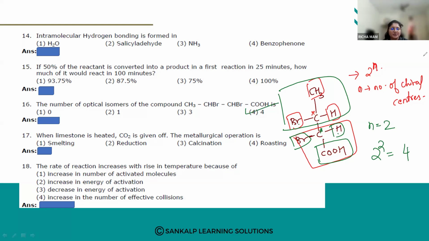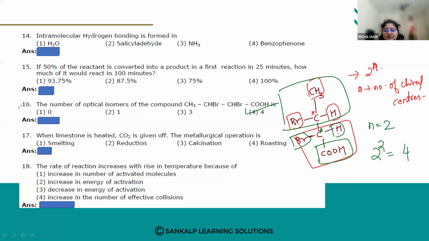Very good. Okay, remember that. Fine. So 17th one skip. 18th one. The rate of reaction increases with rise in temperature because of: 1, increase in the number of activated molecules; 2, increase in energy of activation; 3, decrease in energy of activation; 4, increase in the number of effective collisions. So how does the rate of reaction increase when you increase the temperature?